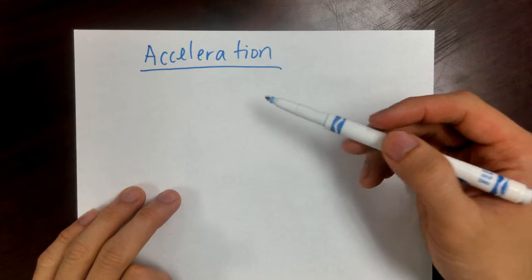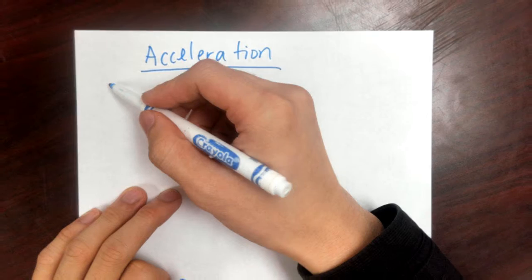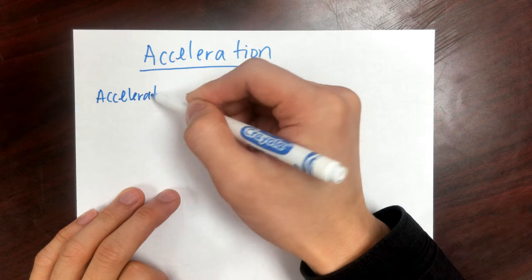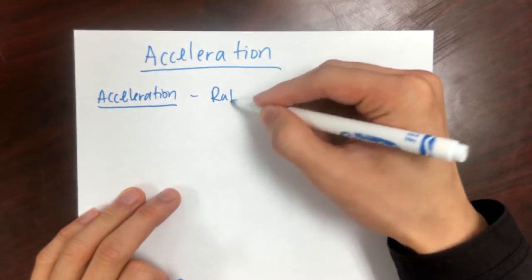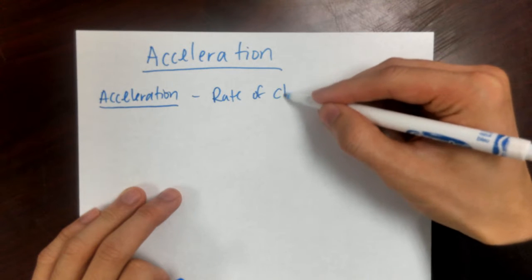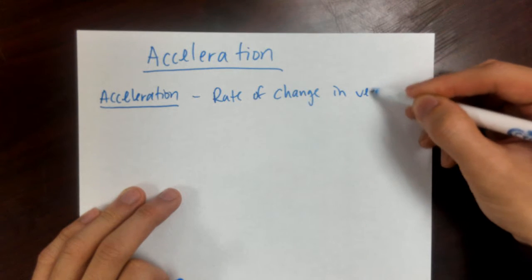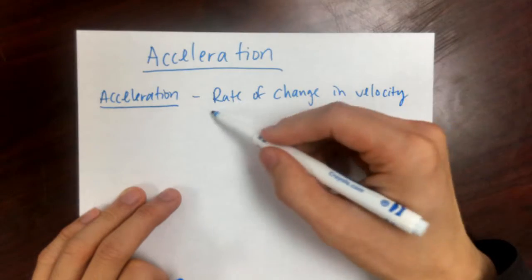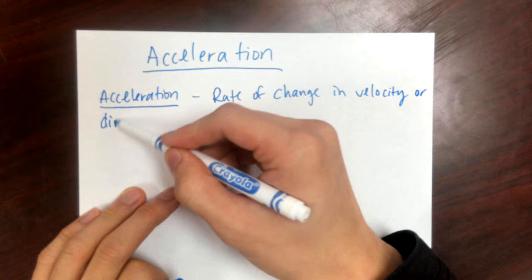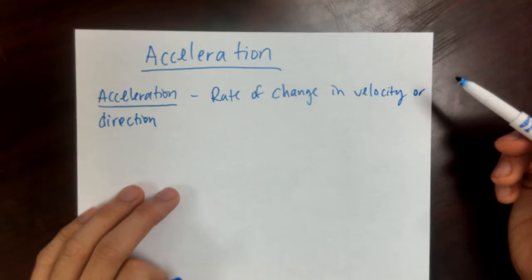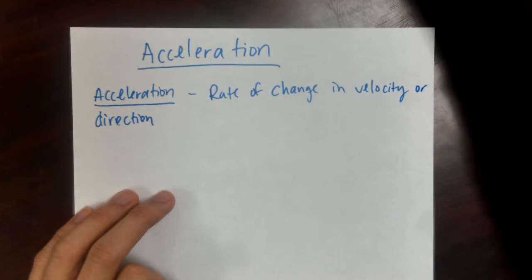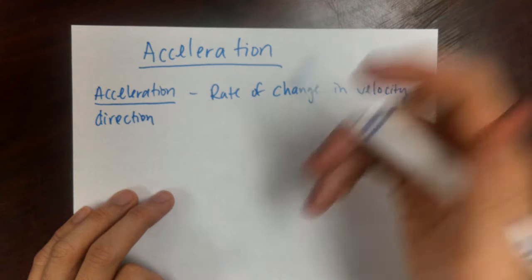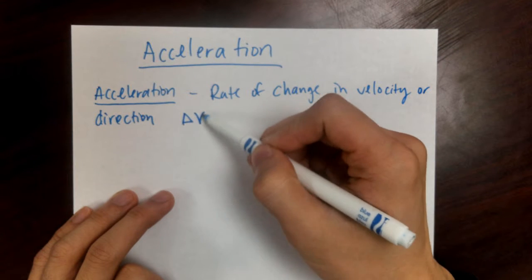Alright, it never hurts to repeat what acceleration means. Acceleration is going to be the rate of change in velocity or direction. And of course the formula for this is going to be delta V over T.